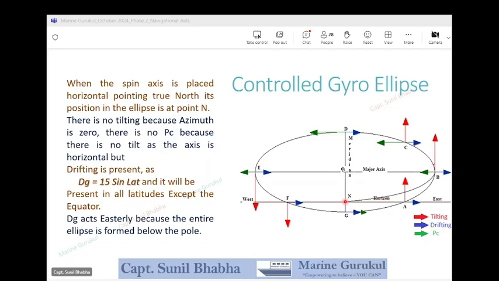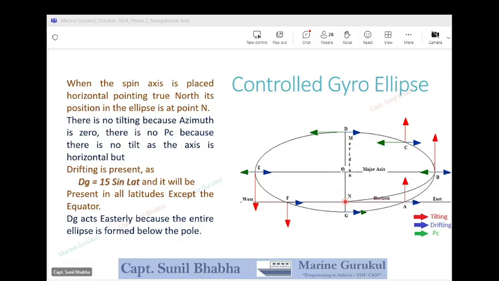Now let us try to analyze the forces acting on the spin axis right now at point N. At point N, tilting will be 0 because tilting is proportional to azimuth. The azimuth right now is 0, the spin axis is pointing in the meridian. So azimuth 0, tilting will be 0, there is no red vector. At point N, the control precession will also be 0 because control precession is proportional to tilt. And right now the spin axis at point N is pointing in the horizon. We don't have any tilt, no upward tilt, no downward tilt. If the tilt is 0, the control precession will always be 0. So we don't have any tilting, we don't have any control precession.